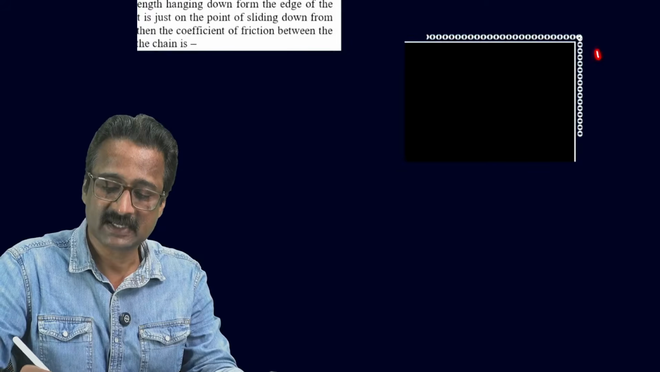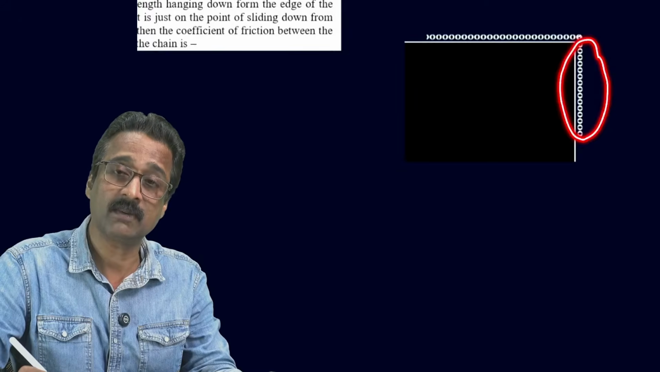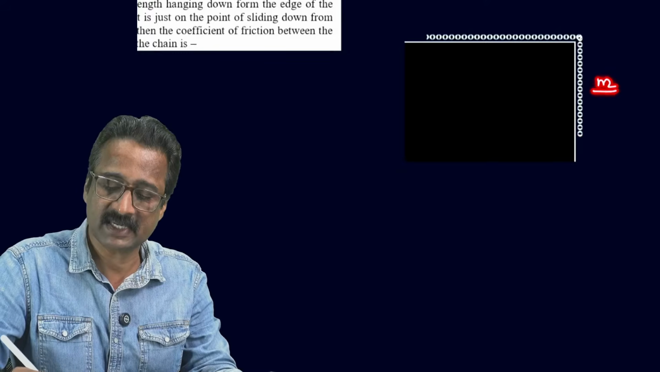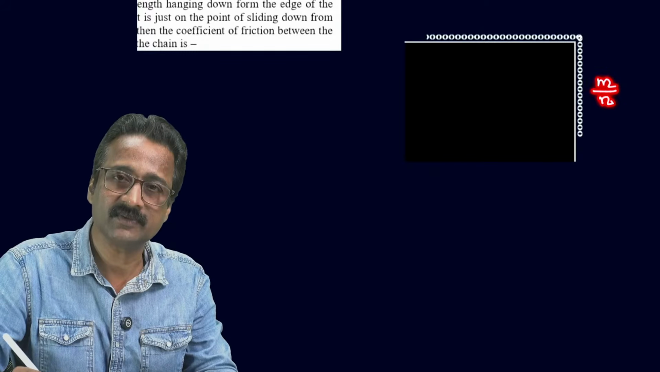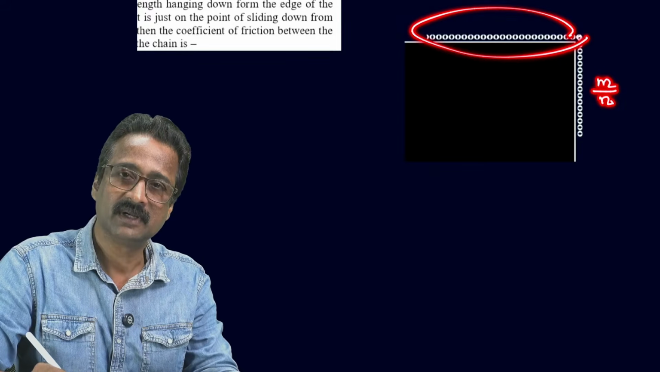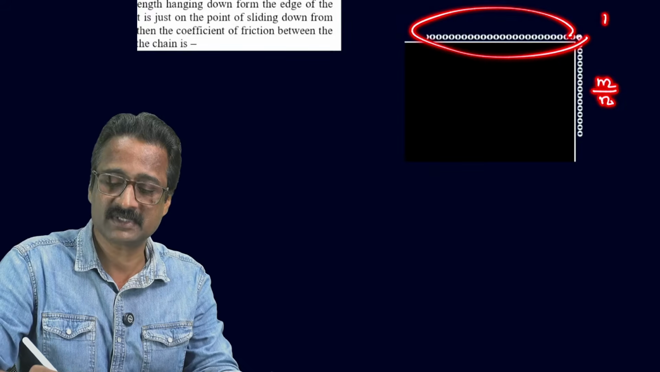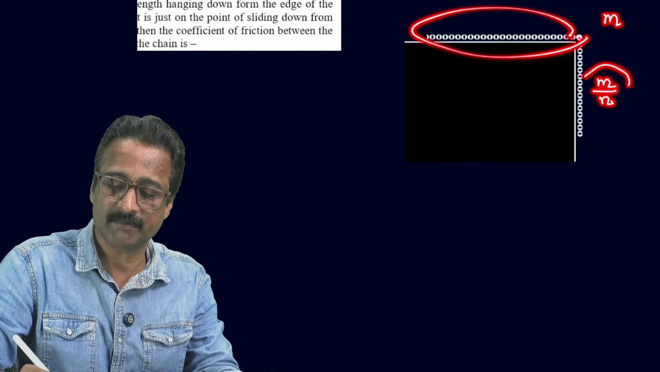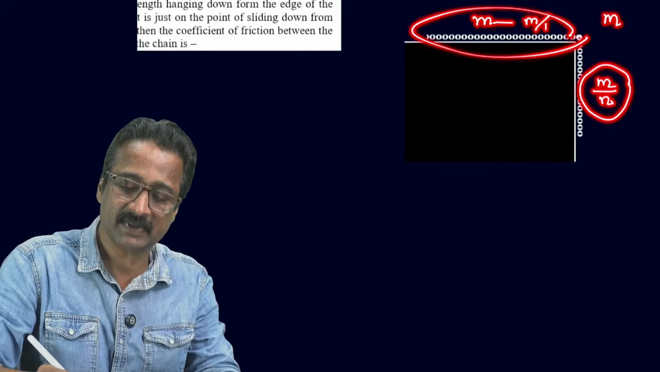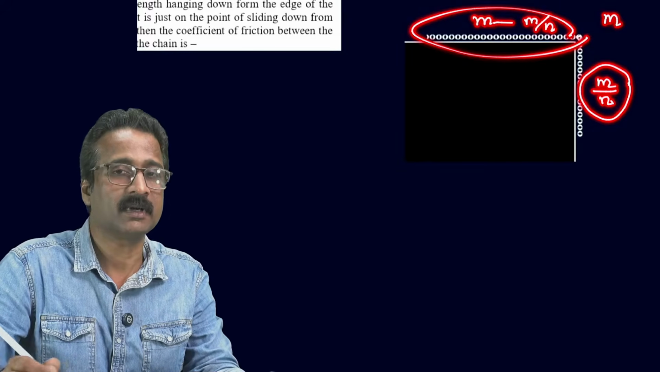Now they say that a part of the chain, 1 by n of the length of the chain, means m by n mass is hanging vertically. And the remaining mass is still staying on the table. Now what's the remaining mass? If m is the total mass of the chain and m by n is hanging, then the remaining mass is going to be m minus m by n. That's the way we consider masses.